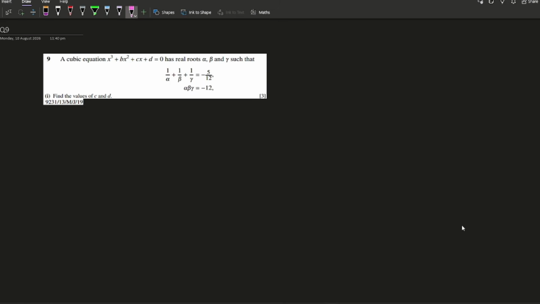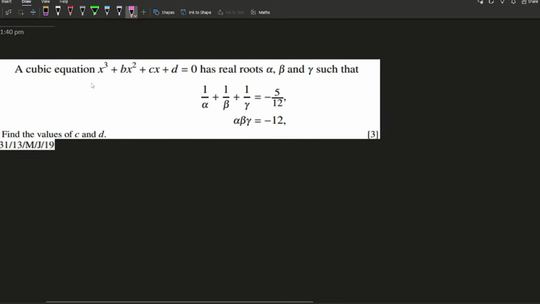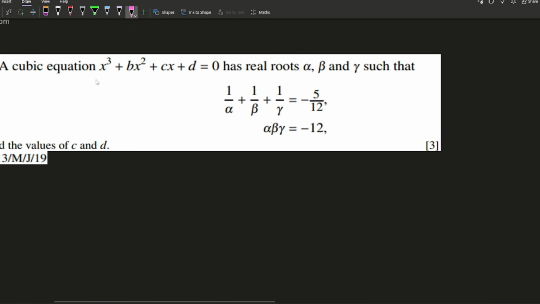Okay, so today we will get started with past papers using what we have already learned. So this is a question from May-June 2019. Let's try that. So the question has given us a cubic equation x cubed plus bx squared plus cx plus d equals to 0, which has real roots alpha, beta, and gamma.